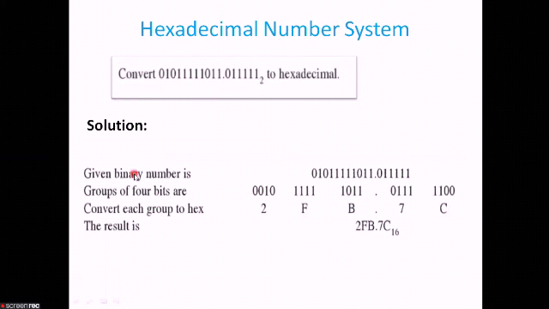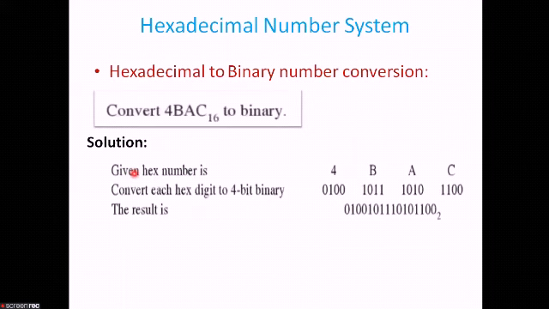So we are going to the next thing, that is hexadecimal to binary conversion. We will be converting hexadecimal to binary numbers and see how the numericals are done. The first problem is: convert 4BAC to the base 16 to binary. This is base 16, a hexadecimal number. When we have to convert it into a number having base 2, that is a binary number, how will we convert it?